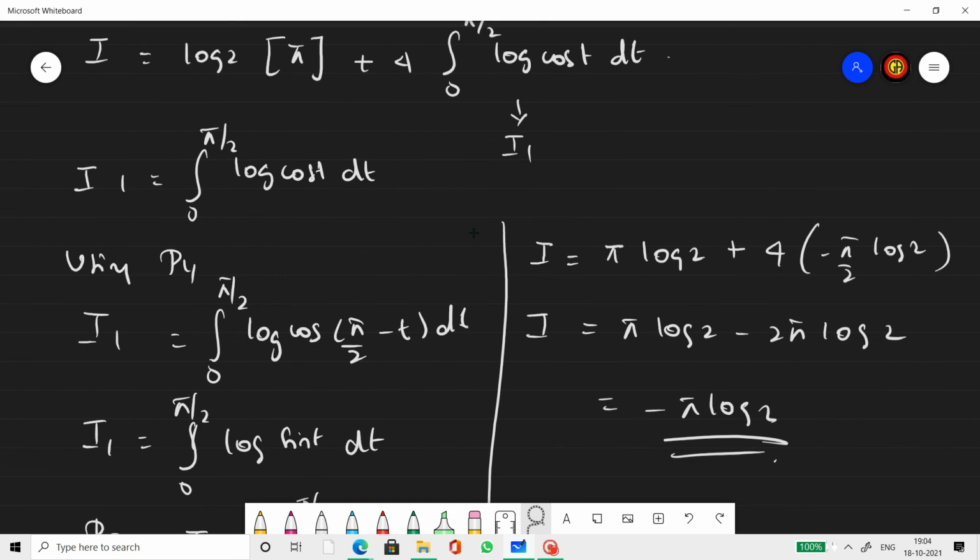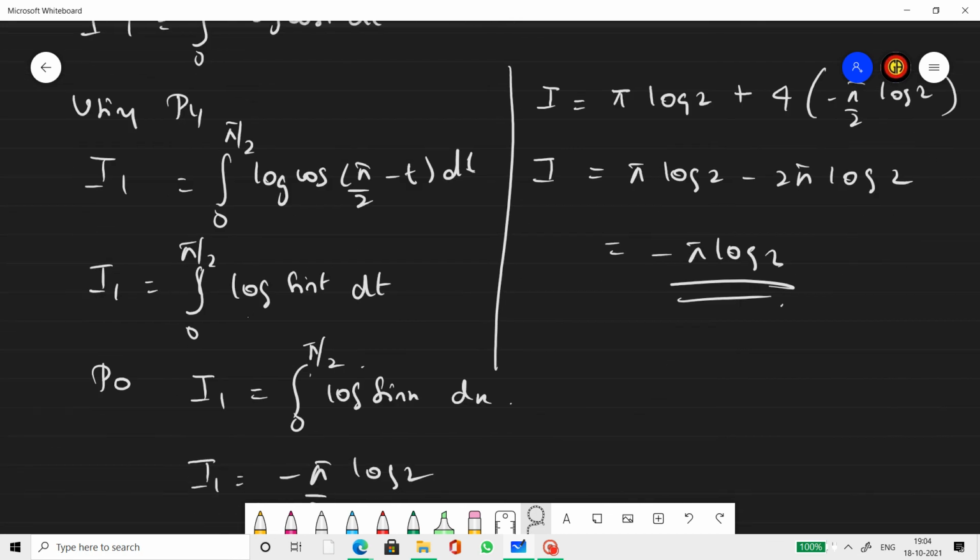I1, then using property 4 for I1. Using property 4, log cos x, log cos pi by 2 minus x becomes log sine x, log sine t. And log sine t dt from 0 to pi by 2 is just the previous sum that we did. Hence, this will become minus pi by 2 log 2. This is the answer for I1. Put it back to the place where you have taken I1. Simplify that further, we get I equals minus pi log 2.